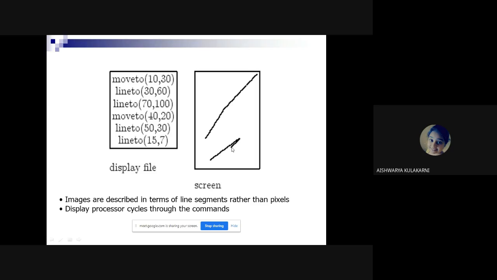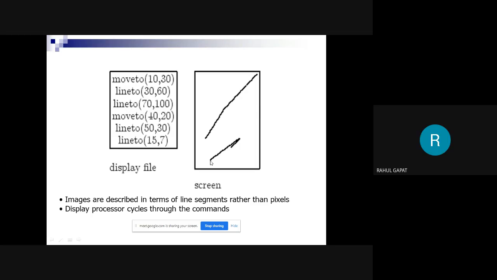Everybody? Students? Yes. ही जर लाईन कन्सिडर केली तर ह्या पॉइंटचे कोऑर्डिनेट काय असणार आहेत? 40 आणि 20. आणि इथून लाईन कुठे ड्रॉ करतोय आपण? लाईन टू 50 30. So from this point we are drawing the line over here and after that we are coming back. So that is the second line and second line is nothing but 15 and 7. Got it? Everybody?